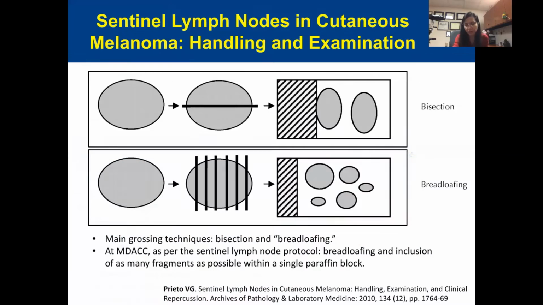In terms of examination of sentinel lymph nodes, at MD Anderson, what we do is, if the sentinel lymph node is small enough, we bisect it and put it on one slide. Or if the lymph node is big enough, we try to bread loaf it and put it in a single paraffin block if possible.